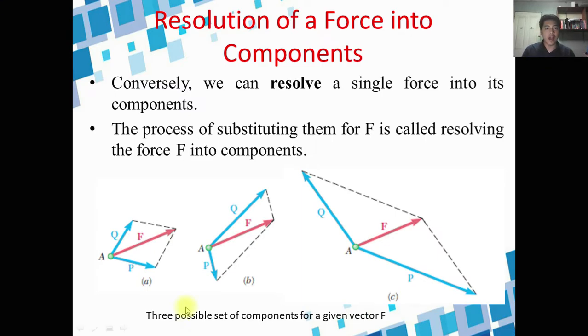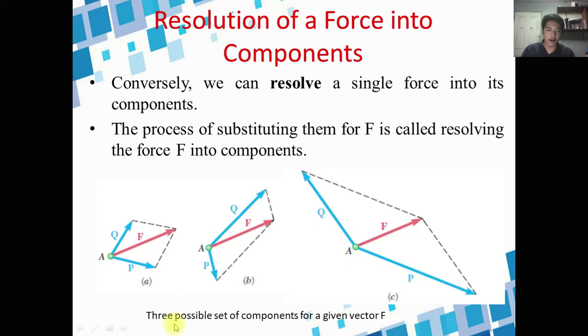Resolution of forces into components. Conversely, if we are given a resultant force F, we can always resolve it into what we call components. The components of a resultant are its decomposition from the resultant into many forces. The process of substituting them for F is called resolving the force F into components. If we are given a certain force not lying along X or Y, but in the first quadrant, we can always resolve the force into its components. In two dimensions, we have the X and Y components here.